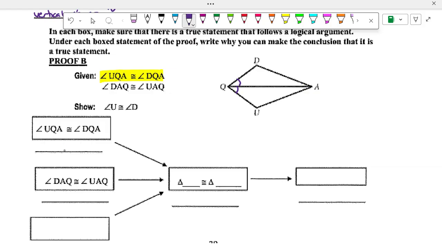Now, what will be the reason for that down here? Given. It's in our givens, so it's given. They then said that angle DAQ, this angle right here, is congruent to UAQ, this little angle right here. And what's the reason for that one? It's given. So in other words, guys, if it's in your given section, you mark it as given.